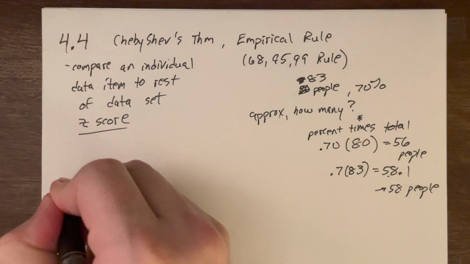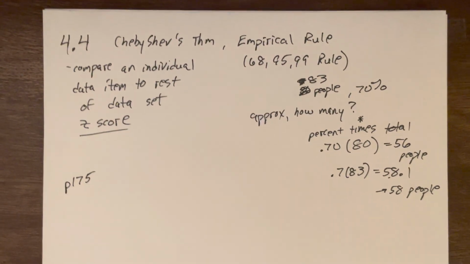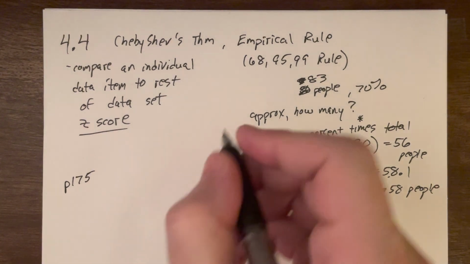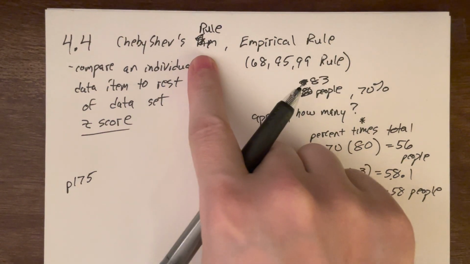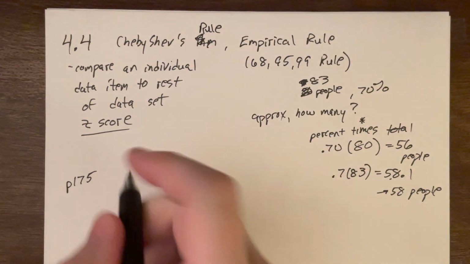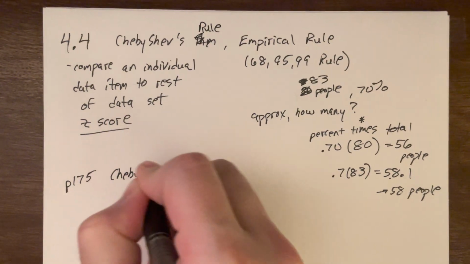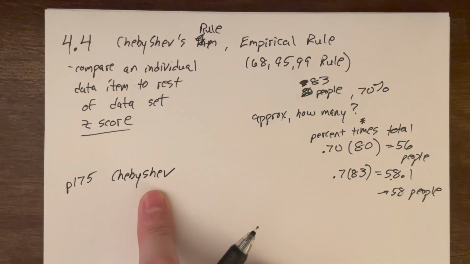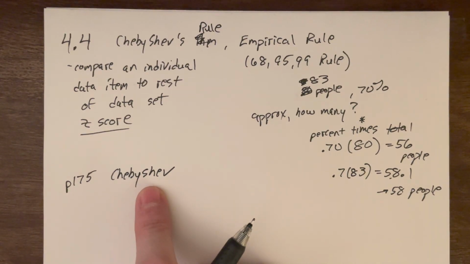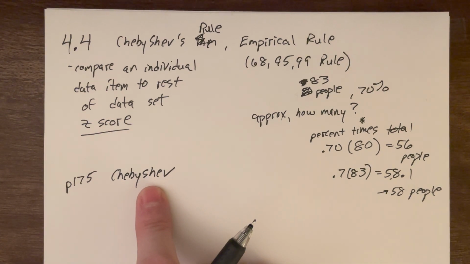On page 175 in our book, at the bottom, they introduce, our book calls it Chebyshev's rule. Other books call it Chebyshev's theorem, same thing. We'll introduce Chebyshev. Chebyshev is a person's name. He's the person who came up with this. He's a mathematician who studied statistics.